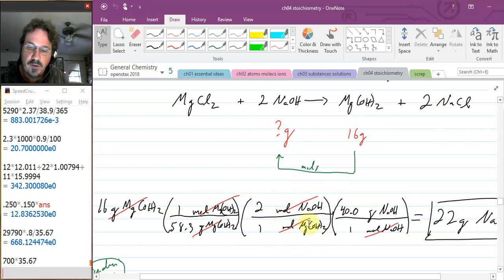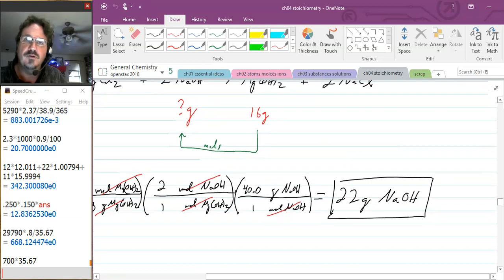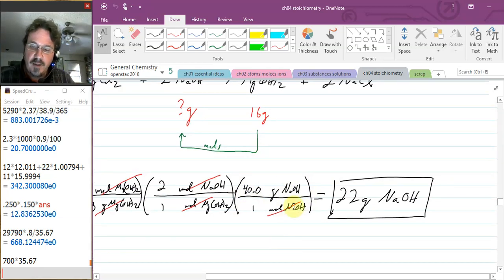Alright, moles and moles cancel. Now I've got moles of sodium hydroxide. I'm almost done. They asked me for grams, not moles. And again, we know how to do that. Convert from moles to grams. I need the formula mass: 1 sodium, 1 oxygen, 1 hydrogen. Turns out to be 40. I fill that in. I'm not going to talk about the details there; you understand that by now. So everything cancels except for grams of sodium hydroxide, which is exactly what they asked me for.